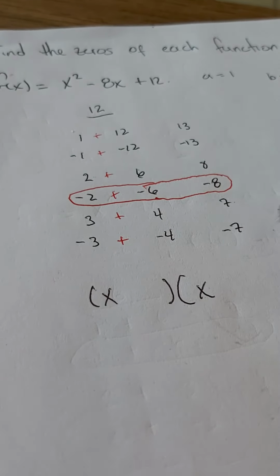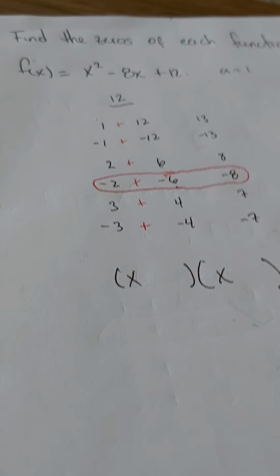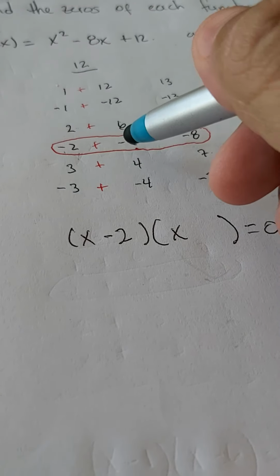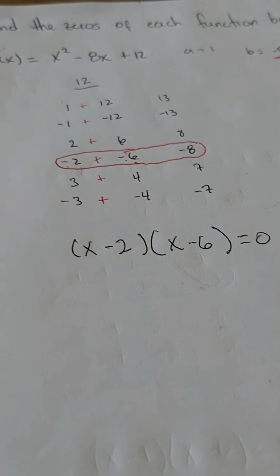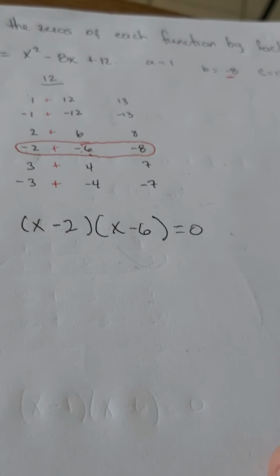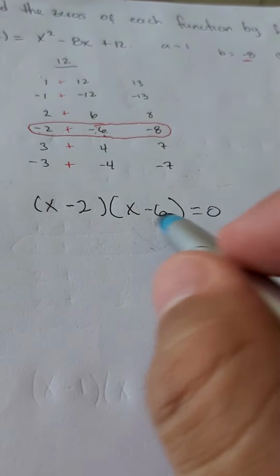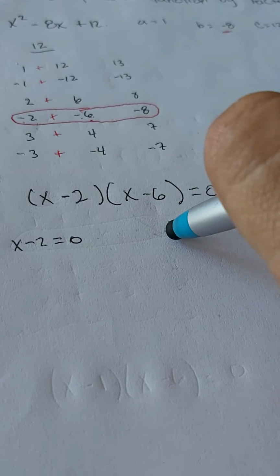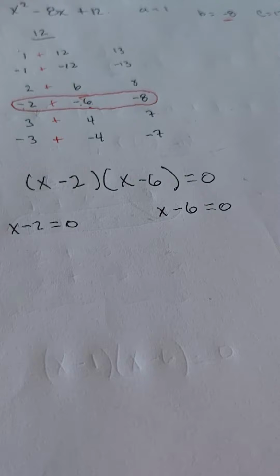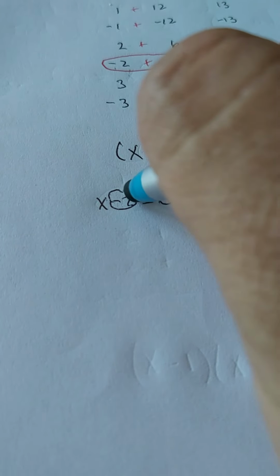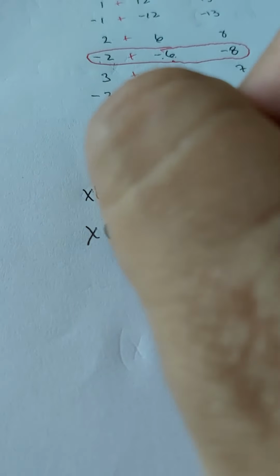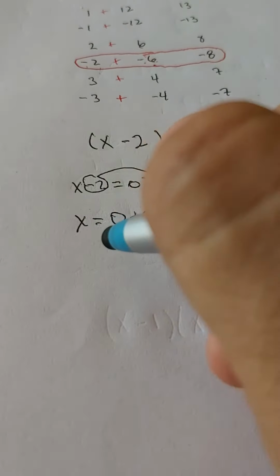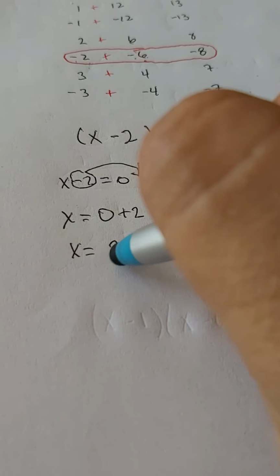X equals 0. And we are left with minus 2, minus 6. Okay? Now we solve. How are we going to solve this? Okay, we're going to split up these two. We're going to get x minus 2 equals 0 and x minus 6 equals 0. Now we solve for x. We pass negative 2 to the other side, and we get x equals... If we were subtracting on this side, we add on the other side. X equals 0 plus 2, 2.